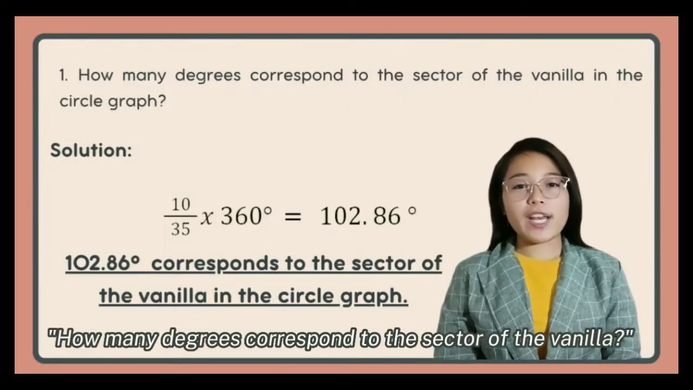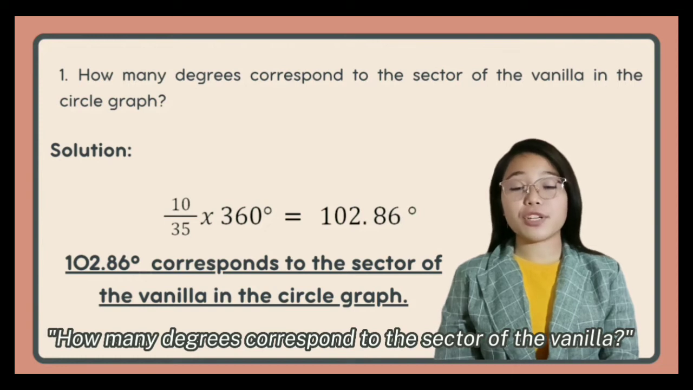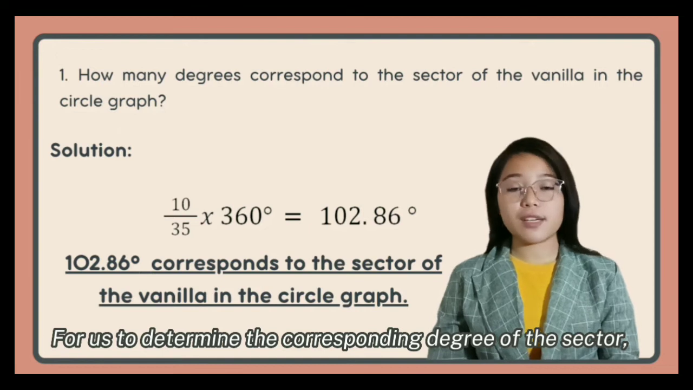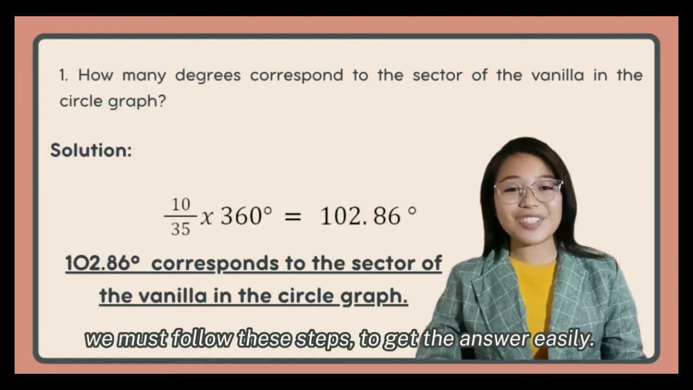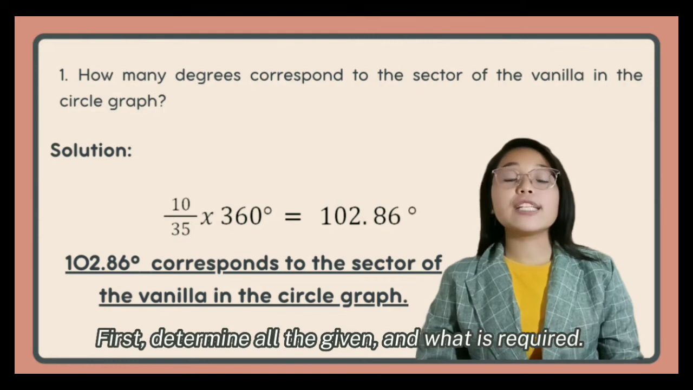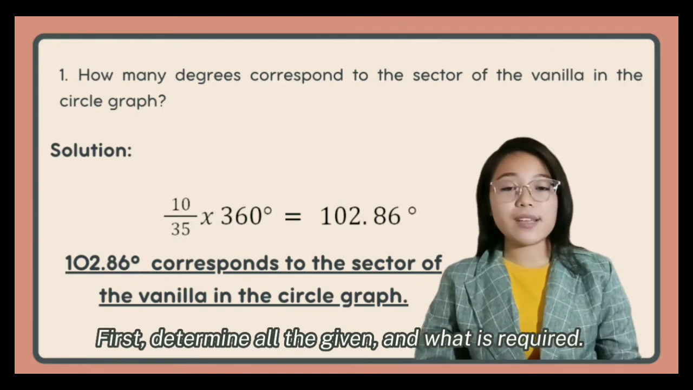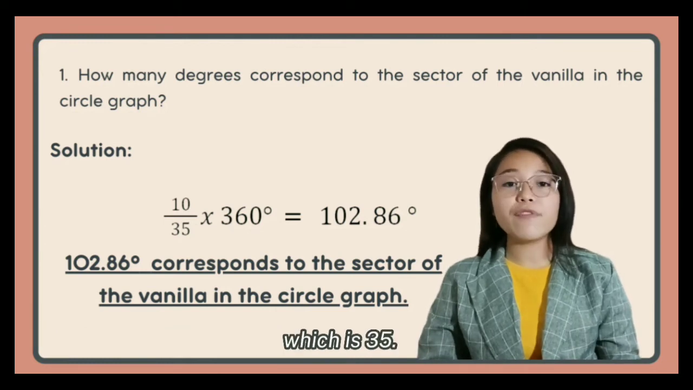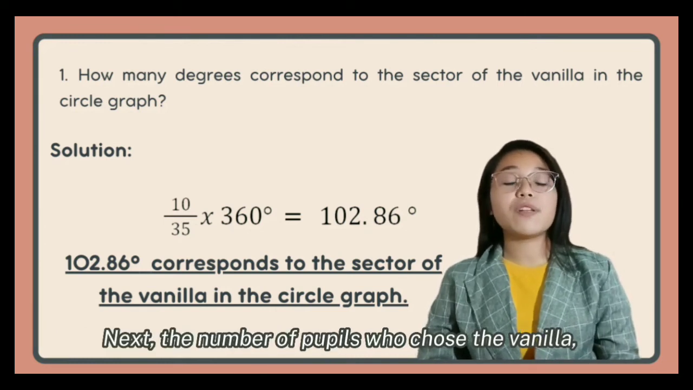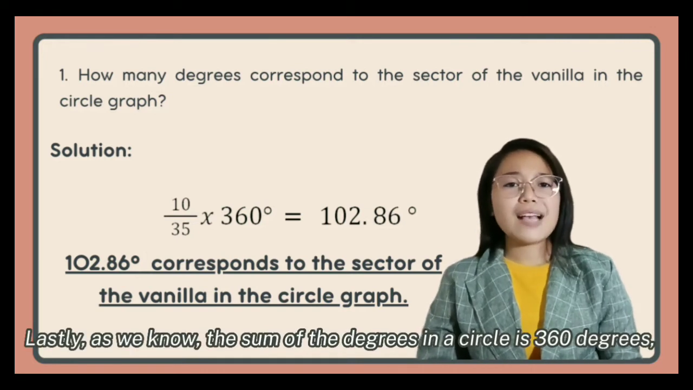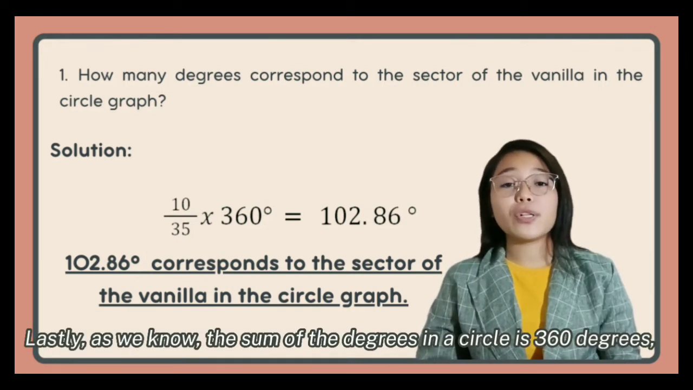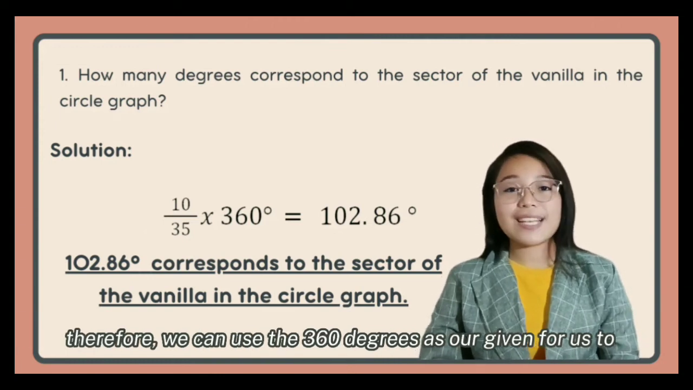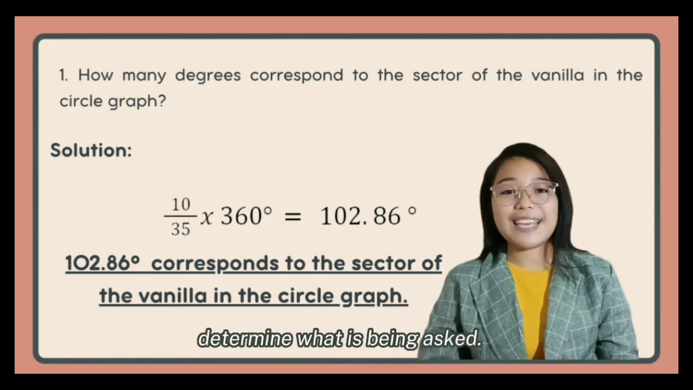For question number 1, how many degrees correspond to the sector of the vanilla? For us to determine the corresponding degree of the sector, we must follow the steps to get the answer easily. First, determine all the given and what is required. In this question, the given is the total number of the class, which is 35. Next, the number of pupils who chose the vanilla, which is 10. Lastly, as we know, the sum of the degrees in a circle is 360 degrees. Therefore, we can use the 360 degrees as our given for us to determine what is being asked.